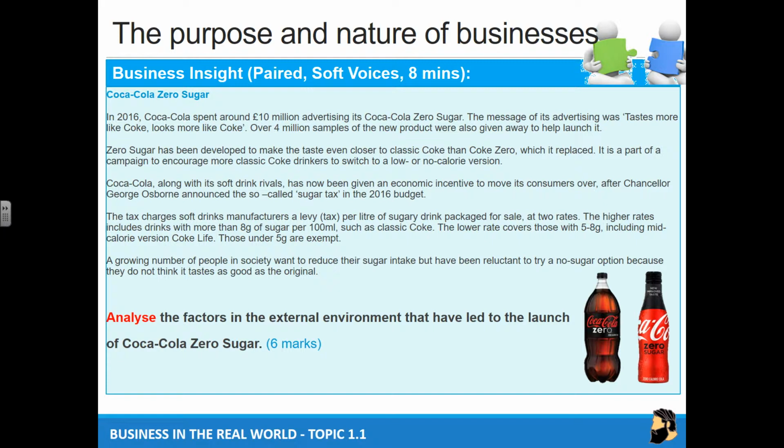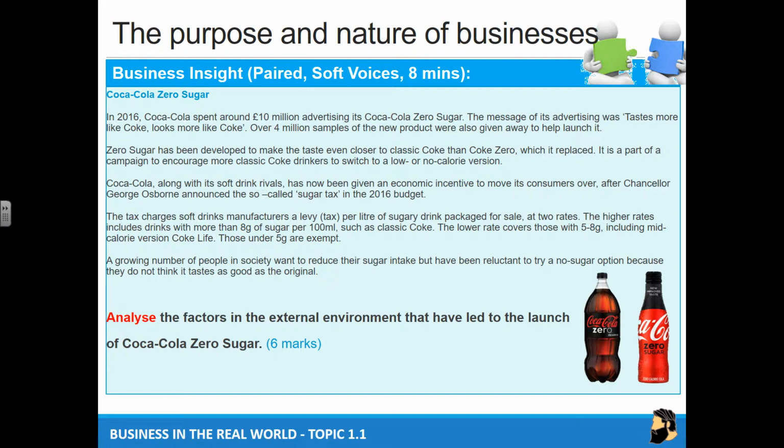So let's have a read through this. This can be found on page number 8 of the Hodder Education Business book. Coca-Cola Zero Sugar. In 2016, Coca-Cola spent around £10 million advertising its Coca-Cola Zero Sugar. The message of its advertising was, tastes more like Coke, looks more like Coke. Over 4 million samples of the new product were also given away to help launch it.